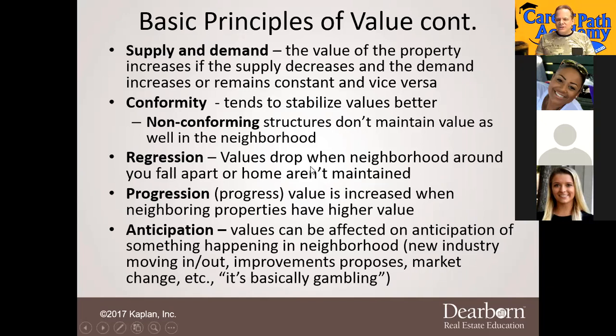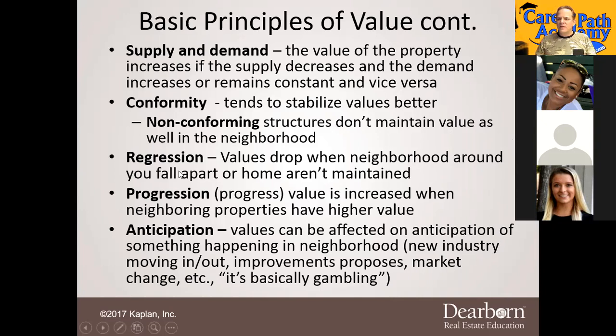Okay, regression. We experienced this when the market was crashing and people were getting foreclosed on. You had a lot of boarded up homes in the neighborhood. What does that do to the home values for the people who are not getting foreclosed on? If all the homes in the neighborhood are getting boarded up, it drives down the values of the other homes. But you're maintaining your home, though. Doesn't matter. All ships rise with rising waters, but they also drop with the falling waters, right?